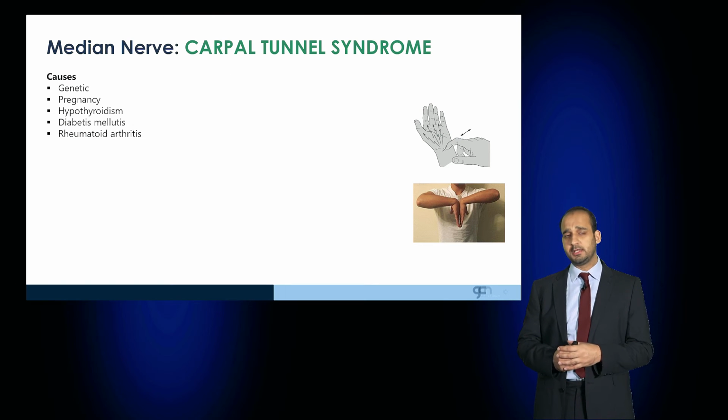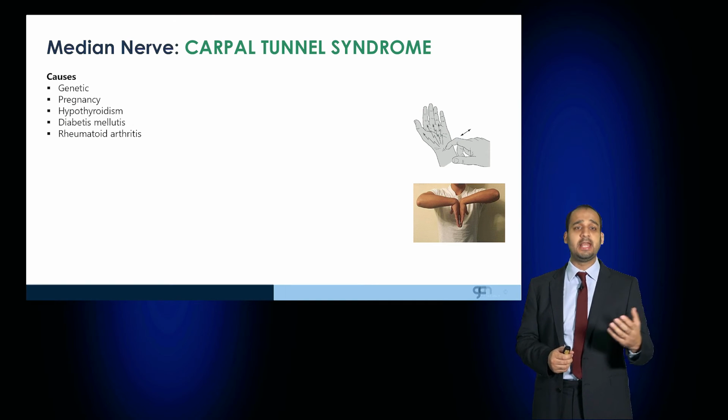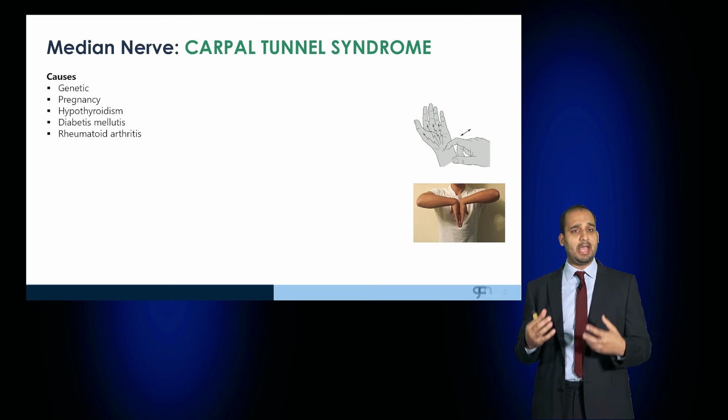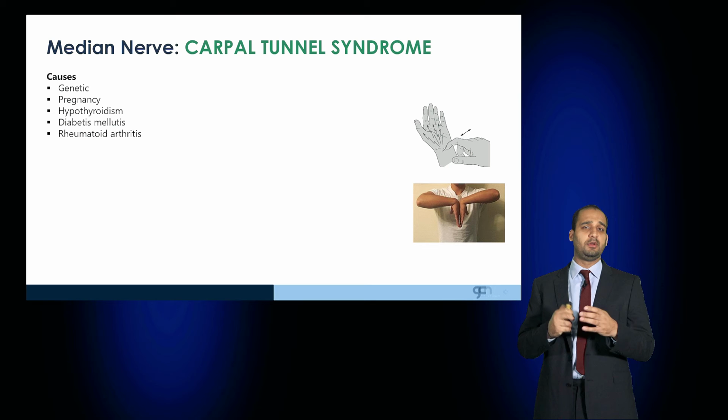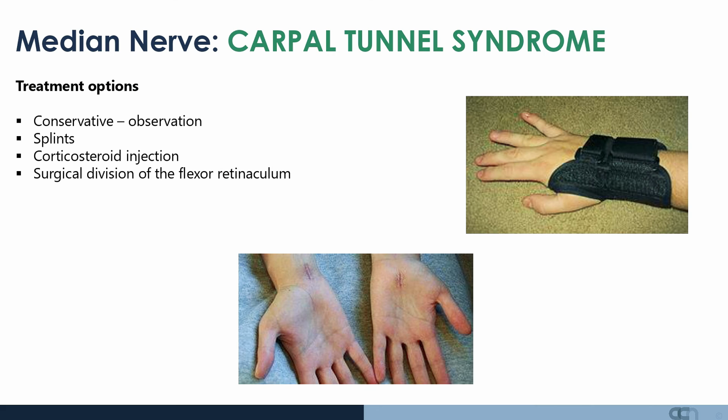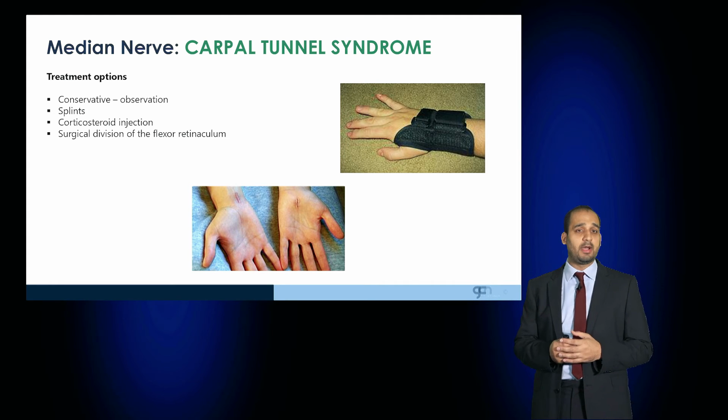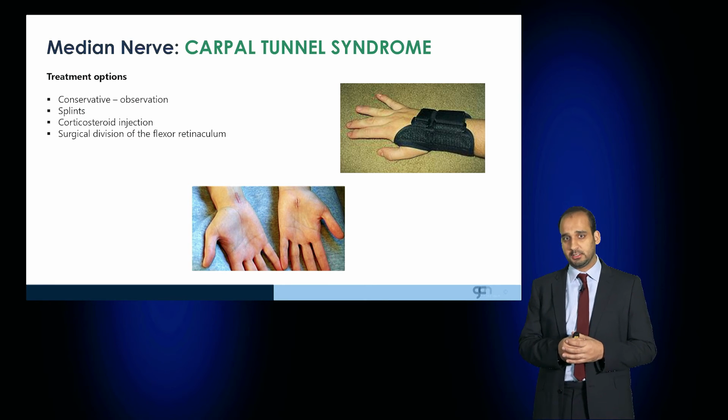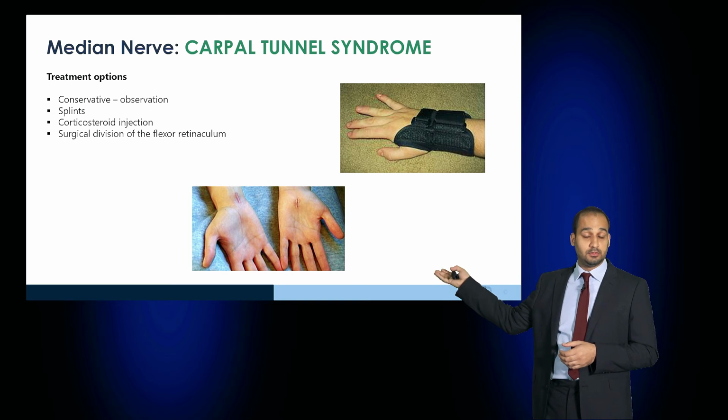Now, causes of carpal tunnel syndrome could include genetic predisposition. Pregnancy, hypothyroidism, diabetes and rheumatoid arthritis can increase compression or damage to the carpal tunnel. The options available to treat carpal tunnel syndrome are conservative, where patients can be observed for subtle symptoms and signs. Patients can be offered splints. For more advanced disease, corticosteroid injections, or patients may require surgical division of the flexor retinaculum to relieve pressure in the carpal tunnel, leading to surgery.